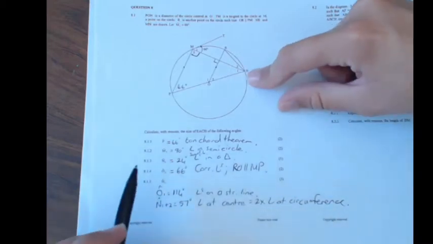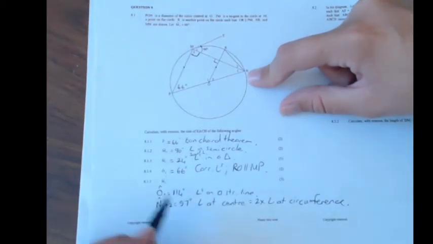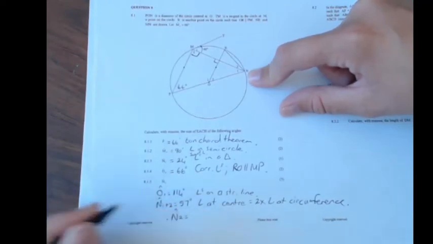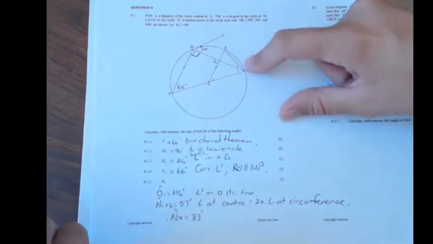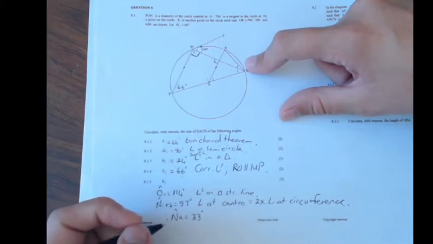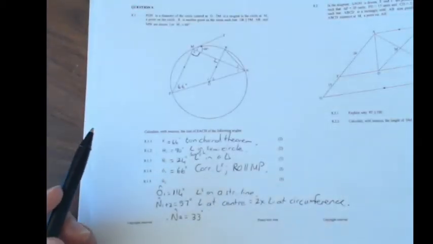And then N1 I have as 24, so 24 and what gives me 57 is 33. 33 degrees. N2 is 33 degrees. Well, and there we go. Okay, so that is question 8.1. Let's move to question 8.2.